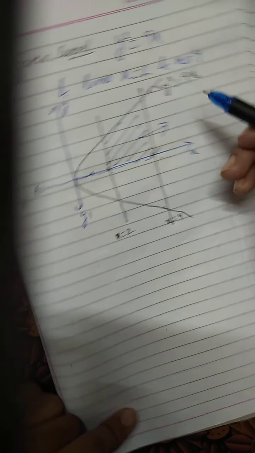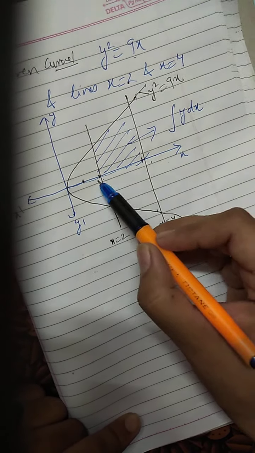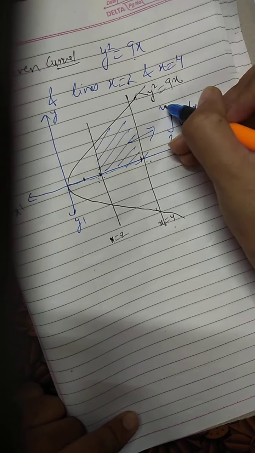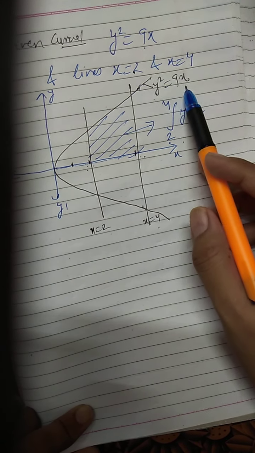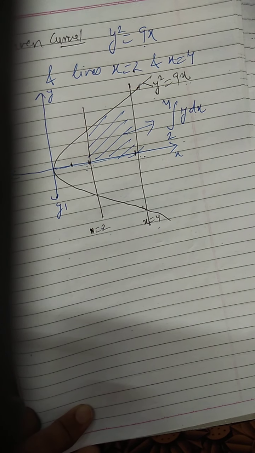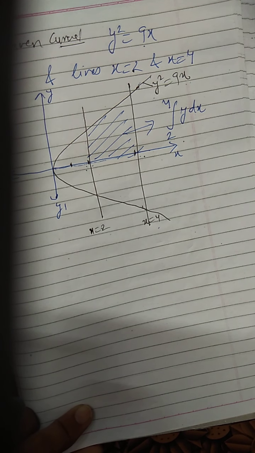So this region will be again integral y dx. The ordinates will give me the limits, it will be 2 to 4. You will just solve this integral. Y square equals to 9x, so y will be 3 root x. You can easily integrate, apply the limits. That will be the required area.